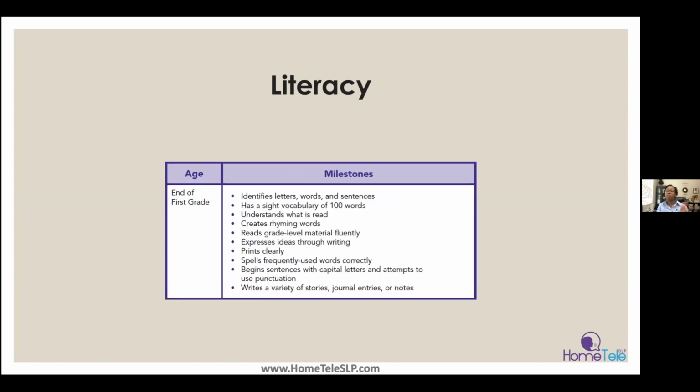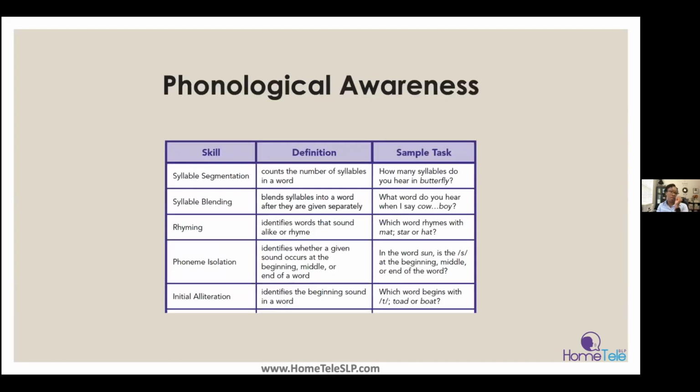So I'm going to skip beyond some of these other age ranges. So first grade, we won't cover. So phonological awareness. This is all part of emergent literacy. Here are some skills and what they mean.